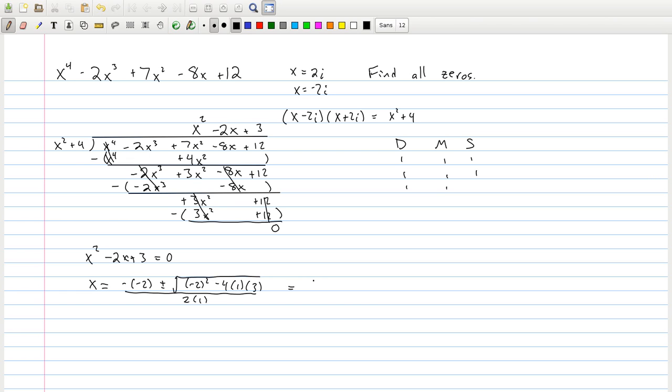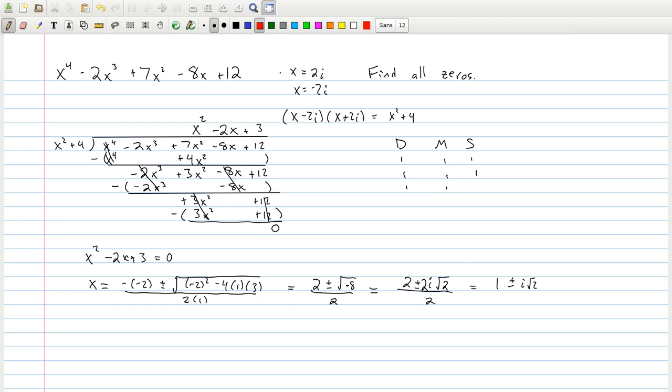Simplifying this, this gives us positive 2 plus or minus the square root of negative 8 all over 2. We can simplify that radical. The negative will come out of the radical as i, the imaginary unit. 8 we can break apart as 4 times 2. So that means a 2 will come out of the radical and a 2 is left on the inside. And then finally we can simplify this further by reducing fractions to 1 plus or minus i radical 2.